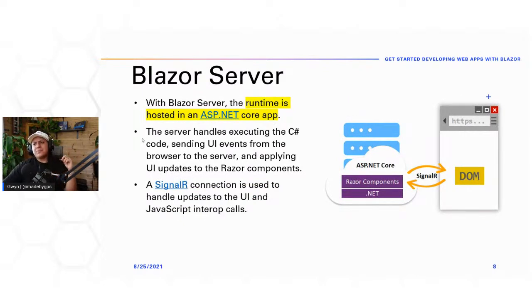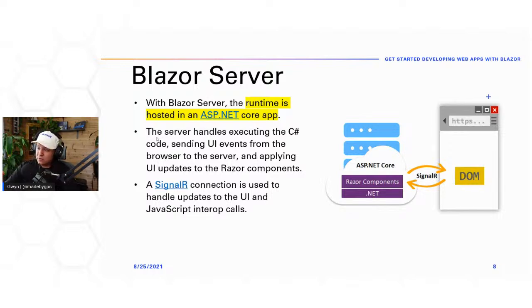All right, so Blazor Server. As the name gives it away, there's a server running your application. So nothing necessarily gets downloaded to the client's browser. It's all running on a server like we can see here on the right side. There's another diagram here. So the server is going to handle executing your C# code, sending UI events from the browser to the server, and applying any UI updates to your Razor components, which are those pieces of UI that you use to build your applications.